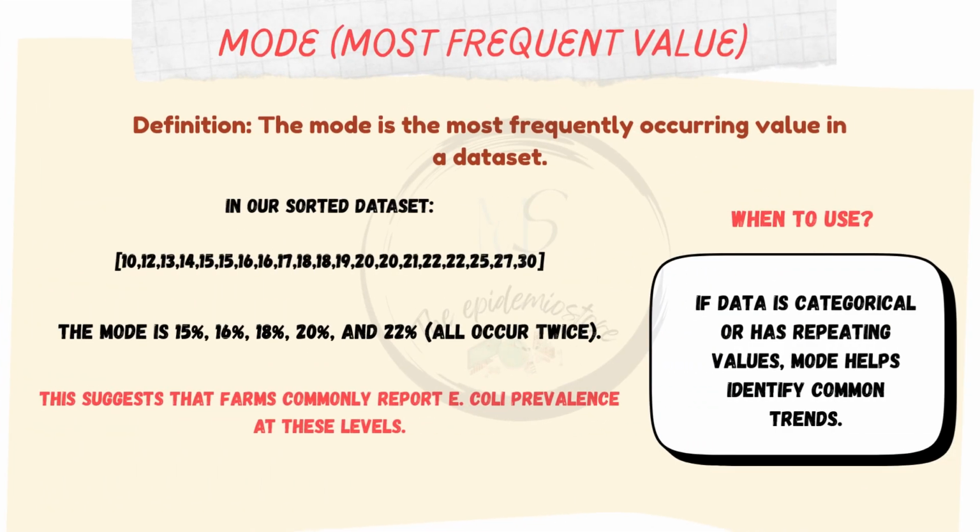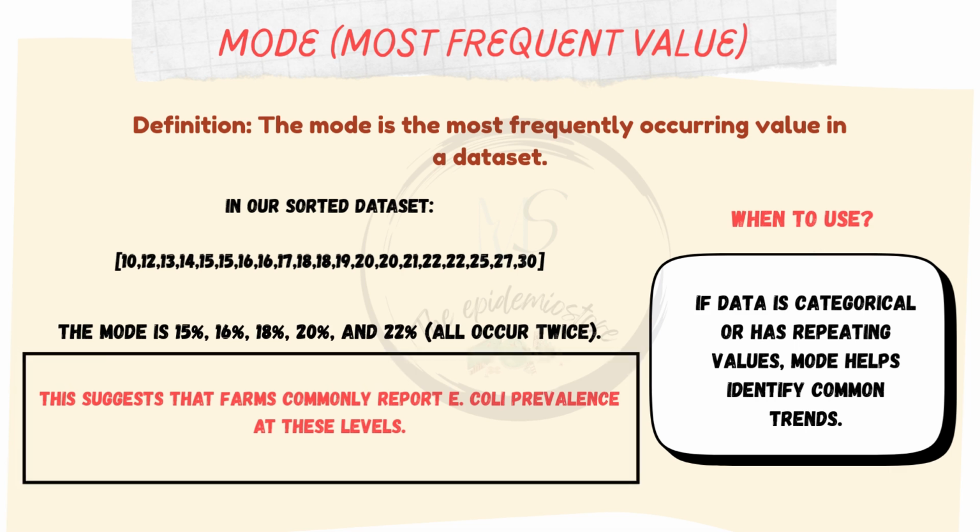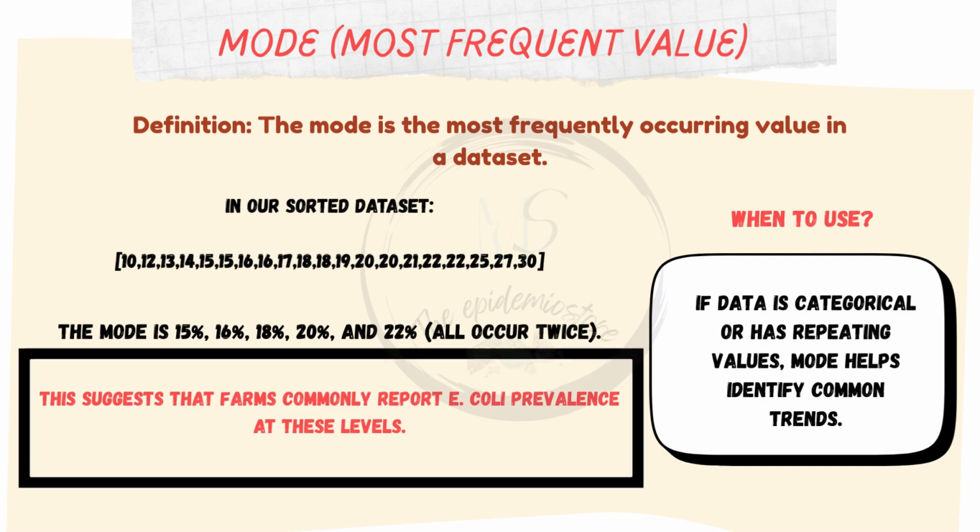Finally, the mode is the most frequently occurring value in a dataset. If data is categorical or has repeating values, mode helps identify common trends. Hence, in our data, we have 5 prevalences that occurred twice. So, this suggests that farms commonly report E. coli prevalence at these levels.